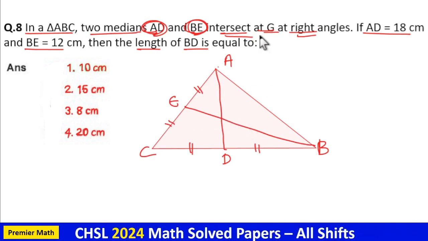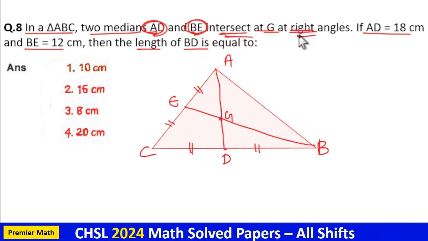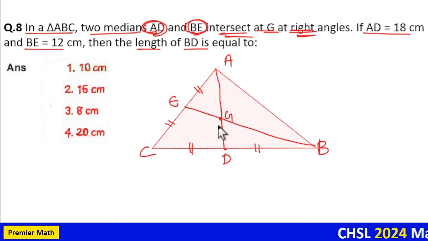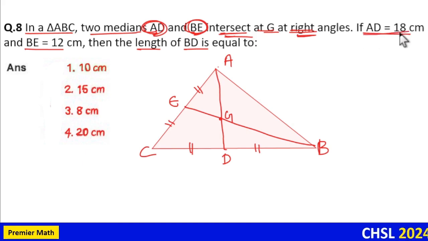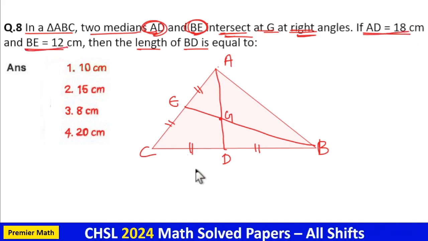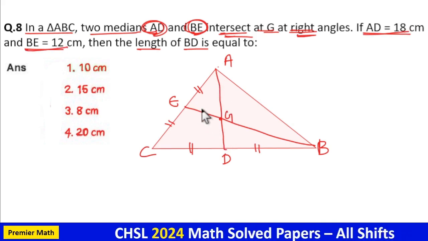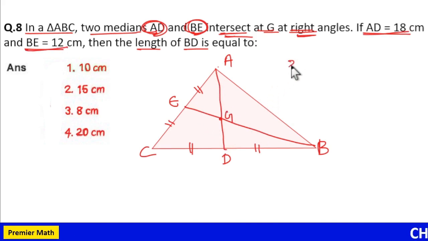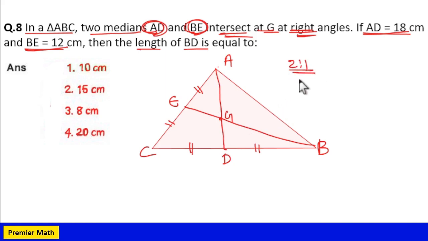Now these two medians intersect at G. This point is G at right angles, which means angle between two medians is 90 degree. Now AD is 18 cm and BE is 12 cm. Before that, always remember medians bisect at 2:1 ratio. Medians bisect at 2:1 ratio.